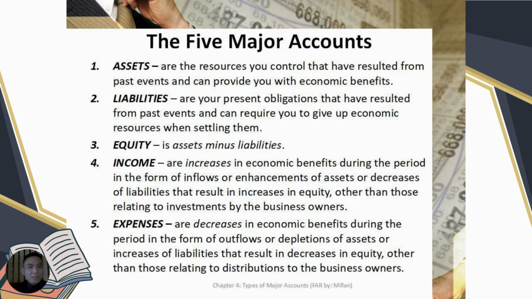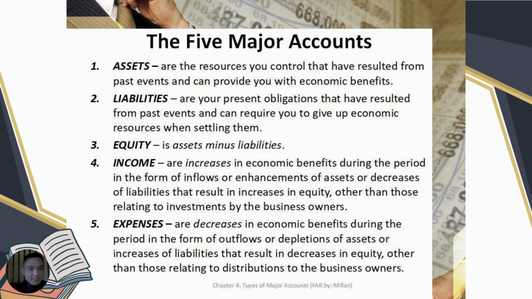Liabilities are your present obligations that have resulted from past events and can require you to give up economic resources when settling them. So if you pay, then you have something to sacrifice, because you must pay what you should do, because that is your obligation. Equity is assets minus liabilities. After deducting liabilities from assets, you have an equity.